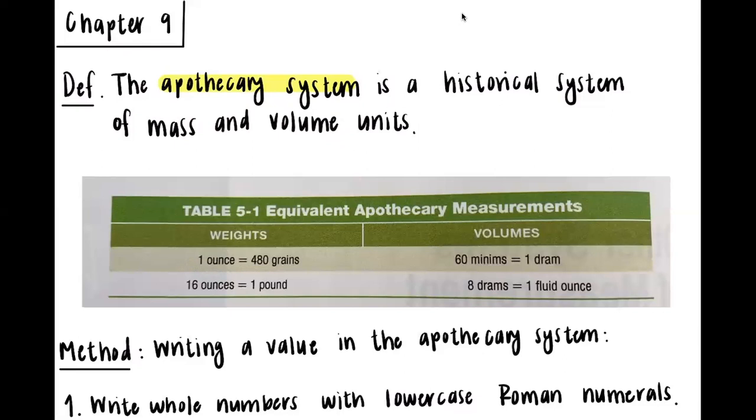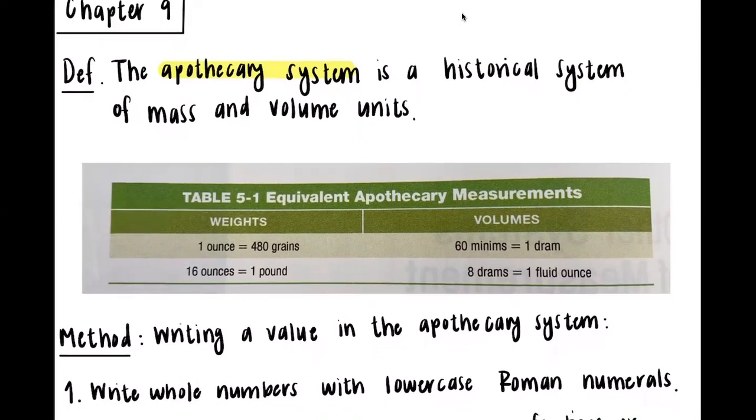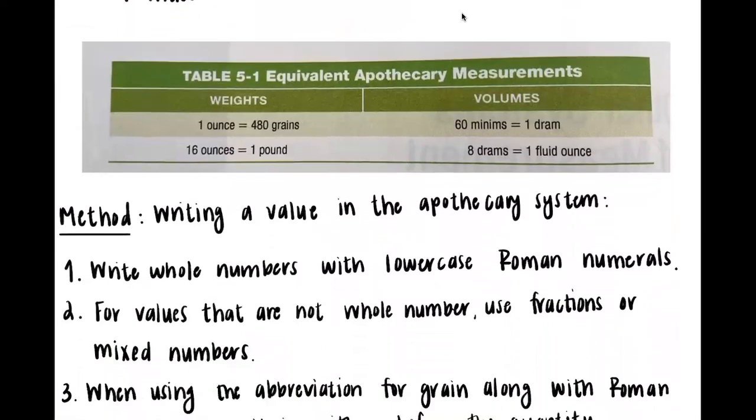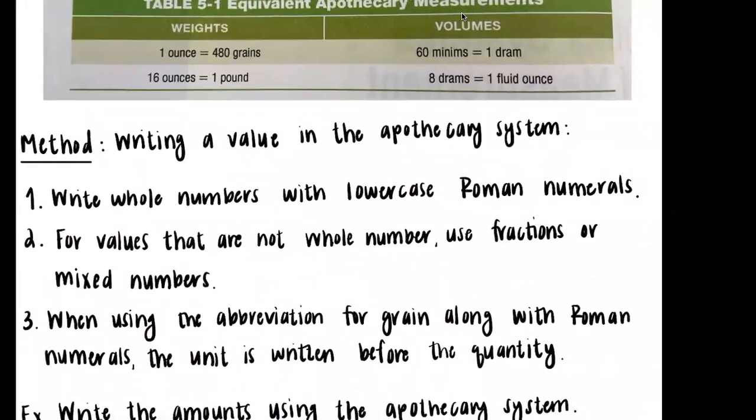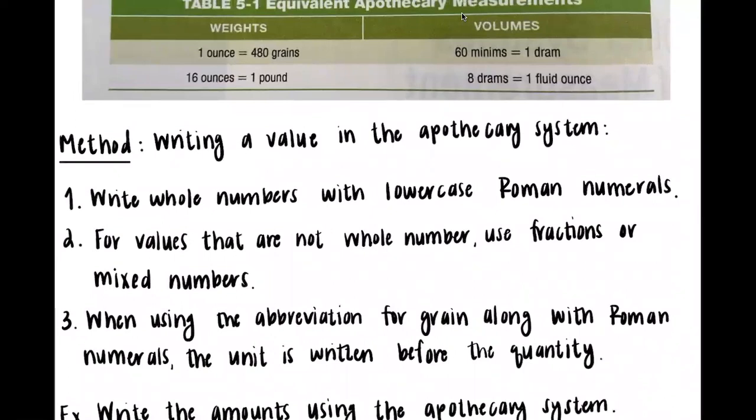I'm pretty sure in the textbook there is some sort of mnemonic device or something like that to help know. Okay, a few things we've got to know. There are some rules on how to write certain values in the apothecary system. So let's talk about it, and this we will be talking about in the first video.